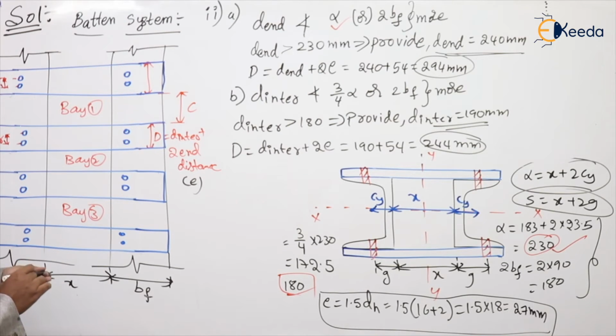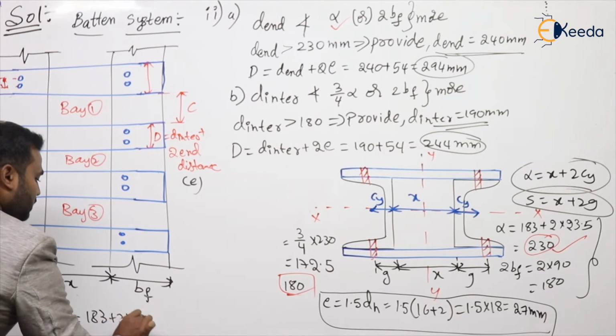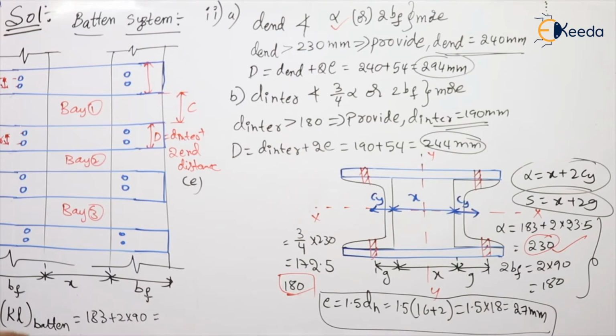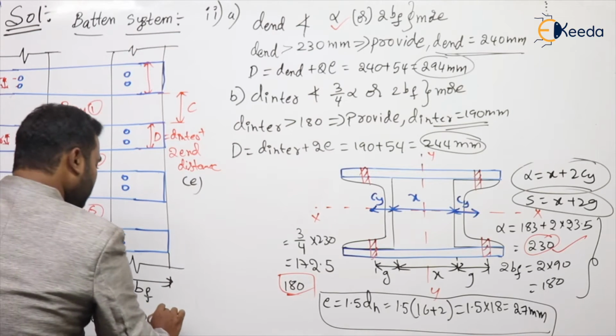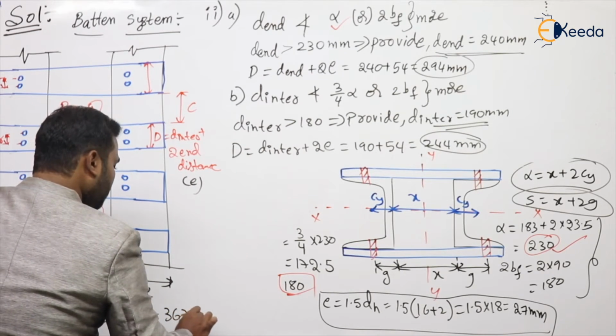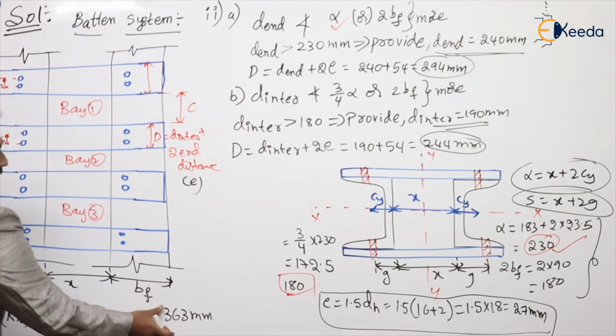So length of the batten is equal to X, which is 183, plus 2 into 90. 2 into 90 is nothing but 180. 180 plus 183 is 363 mm. Now the length of the batten is 363 mm.